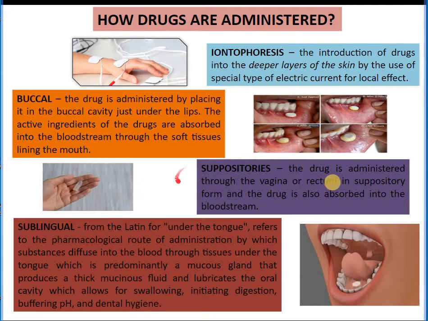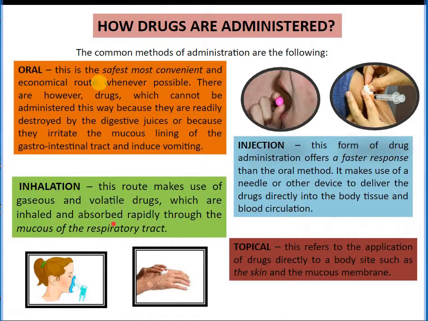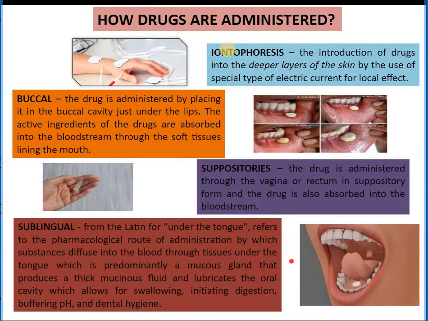Next naman, or the last one, is si suppositories. Ano naman po yung suppositories, ma'am? Yung suppositories, ito po yung pinapadaan sa puwet or sa rectum. Diba? It is administered through the vagina or rectum in suppository form, and the drug is also absorbed into the bloodstream. Ito na siguro yung pinakamasakit na way ng pagdaan ng gamot, diba? Kasi iyan, ilalagay yan sa puwetan nyo talaga, sa mismong rectum nyo, para lang ma-administer yung drug. So, again, we have oral, injection, inhalation, topical, iontophoresis, buccal, suppositories, and sublingual. These are the ways on how we can administer drugs in our body.